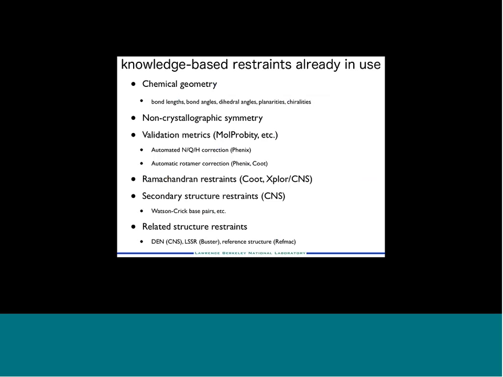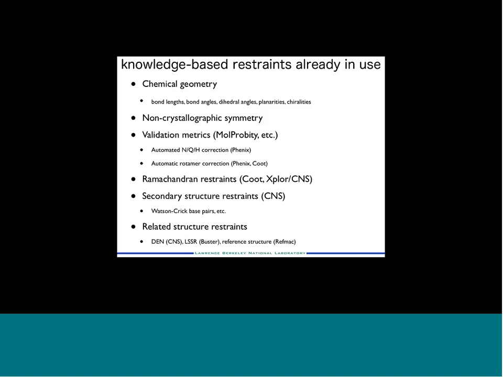We can use validation metrics, such as things that come from MolProbity out of Dave and Jane's lab at Duke, such as asparagine, glutamine, and histidine corrections, which we do automatically in Phenix, and you can do in other programs as well, as well as automatic rotamer correction. We know something about what side chains should generally look like, so you can use that information to inform your model building and refinement. We can use Ramachandran restraints, which have been used in COOT and also in Explore CNS.